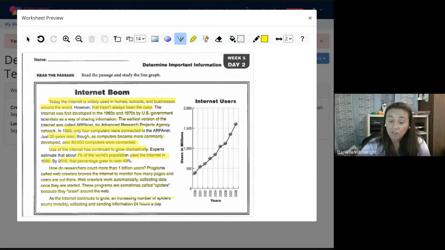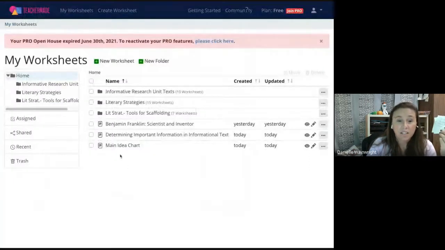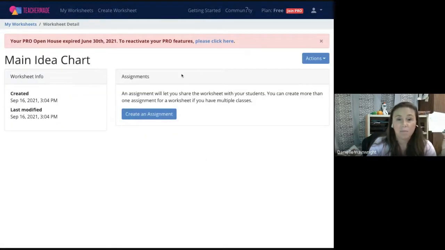So now you should have 1, 2, 3, 4, 5, 6 details that we're now going to put into our summary chart. Okay, so I'm going to go ahead and open that document, our main idea chart, I should say. My apologies.